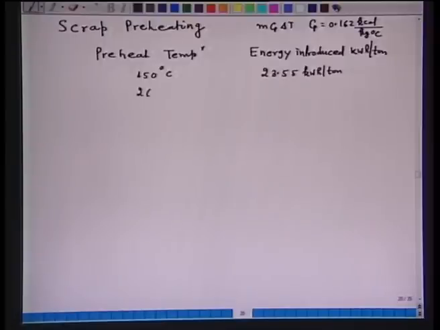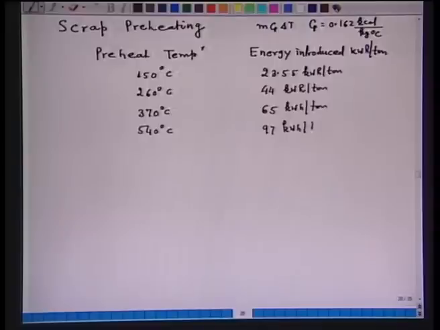If I heat up to 260 degrees Celsius, I will be adding around 44 kilowatt hour per ton of energy. If I heat up to 370 degrees Celsius, I will be adding around 65 kilowatt hour per ton, and if I heat up to 540 degrees Celsius, I will be adding around 97 kilowatt hour per ton of energy. Naturally, the more heat there is with the preheated scrap, the more energy will be introduced. So, less energy will be required from electricity.